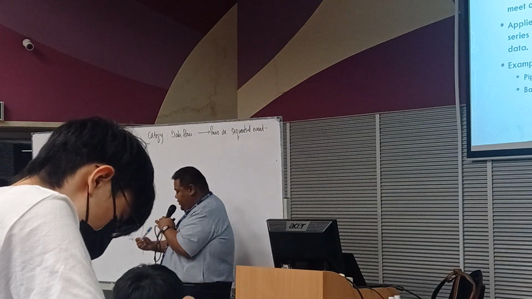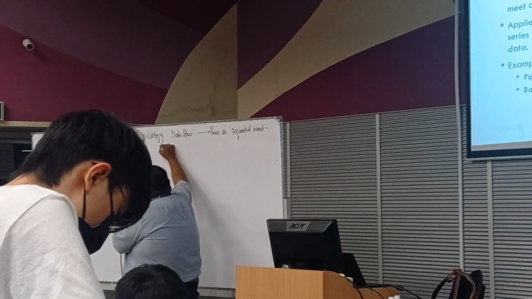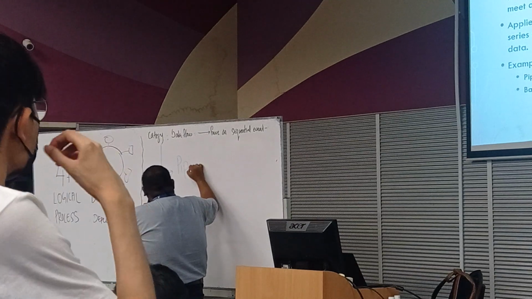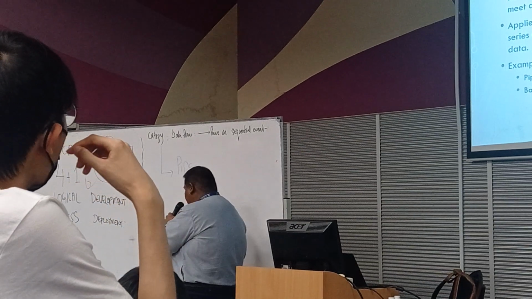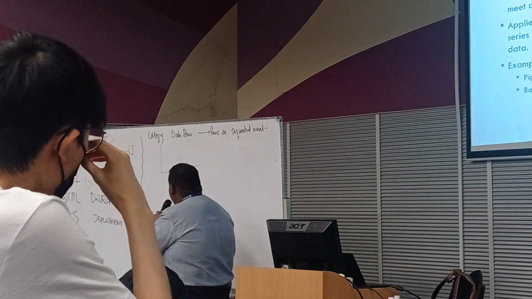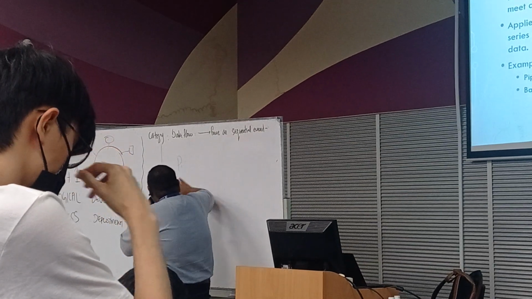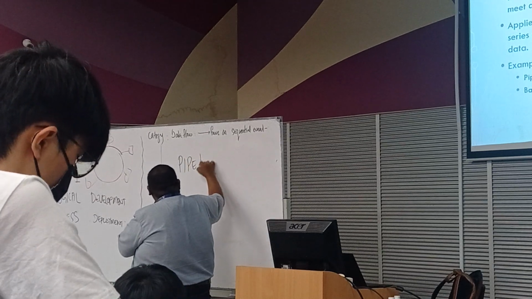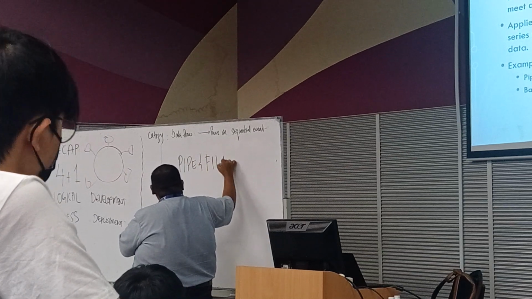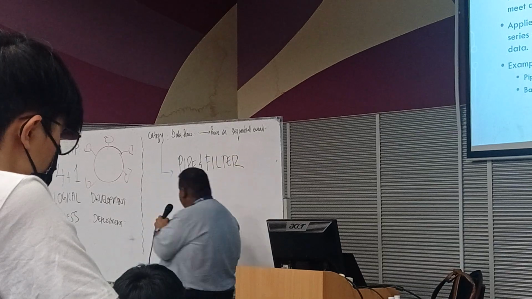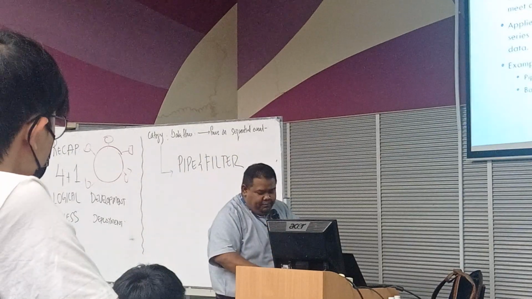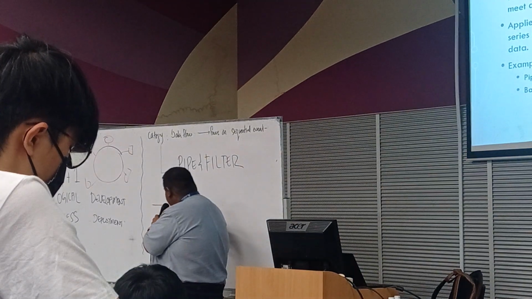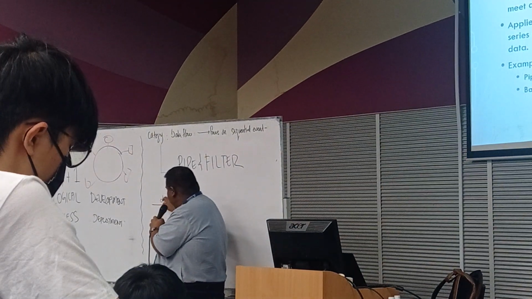So in data flow, we have one architecture called pipe and filter. In data flow, one architecture under this category is called pipe and filter. So what is pipe and filter? Pipe is this. This is the pipe where you have your data.